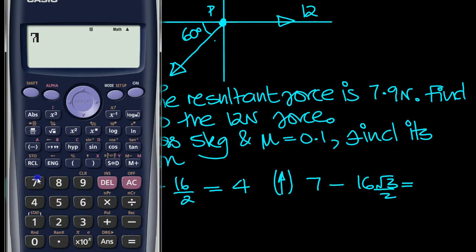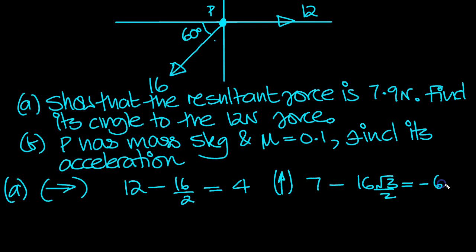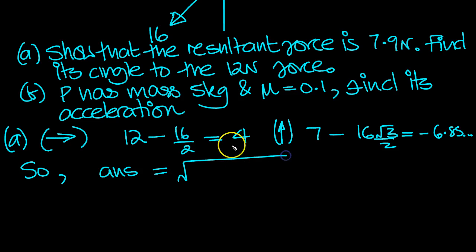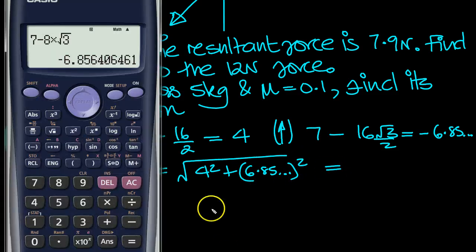Let's just tap that in the calculator. 7 minus 8 times root 3, as a decimal, is minus 6.856 and so on. So there are the forces then. So the resultant force is equal to this squared, using Pythagoras, plus this squared. 6.85 dot dot dot squared, so let's type it in the calculator then.